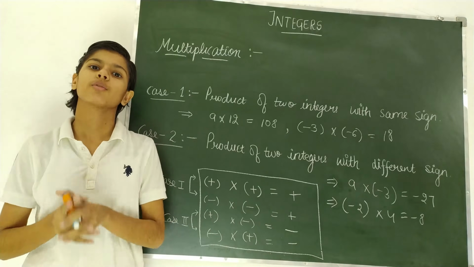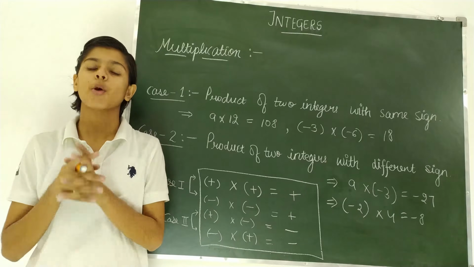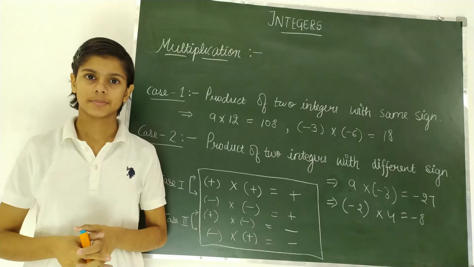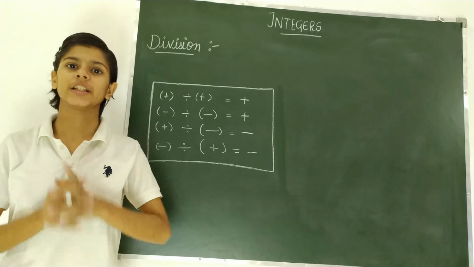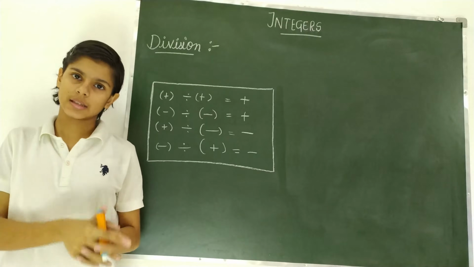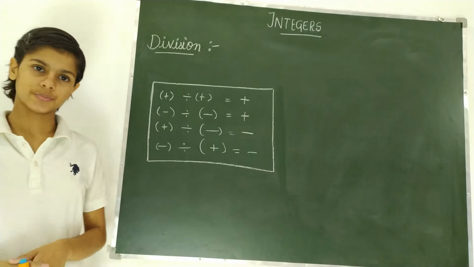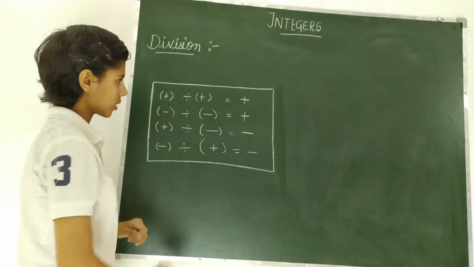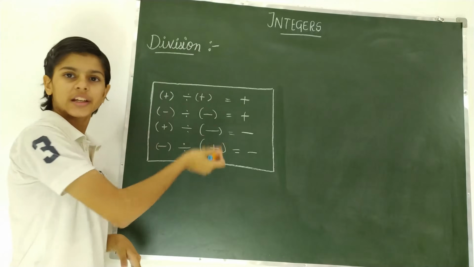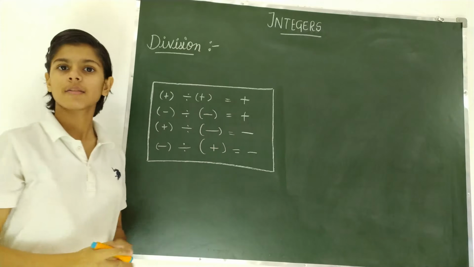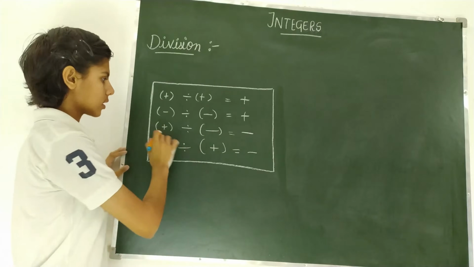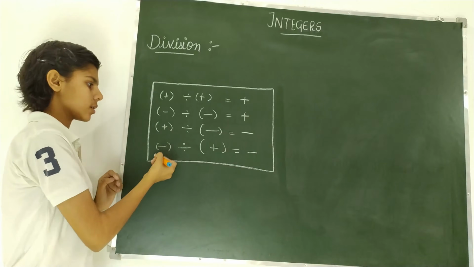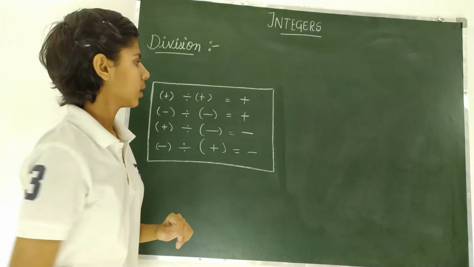So these were some of the rules, cases and properties related to the multiplication of integers. For division of the integers, the rules are the same as multiplication. If we divide two positive integers, the answer will come positive. If we divide two negative integers, then also the answer will come positive. If one is positive and one is negative, the answer will come negative. One is negative, one positive, then also negative.